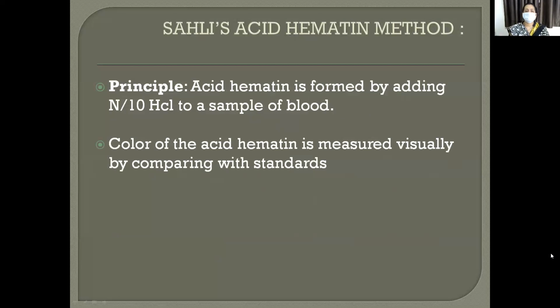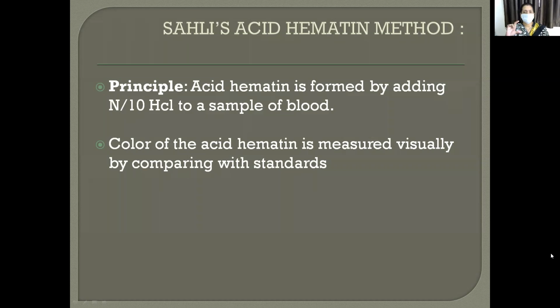So I told you this is Sahli's acid hematin, the one which we do in our labs, and this is also for your exam. So that is a part of the colorimetric method. So what is the principle here? The acid hematin is formed by adding N/10 HCl to a sample of the blood.